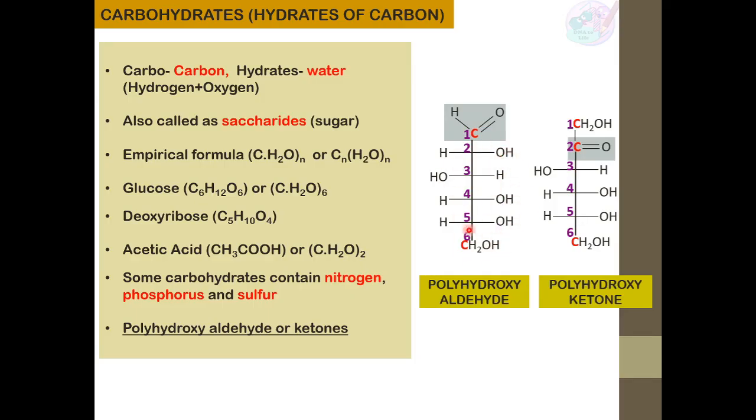So it has this aldehyde group and many OH groups, like here 1, 2, 3, 4 and 5. So they are polyhydroxyaldehydes. If you look at this sugar molecule, it has a ketone as its carbonyl carbon, and all these carbons are attached to 1, 2, 3, 4, 5 hydroxyl groups. So this is a polyhydroxyaldehyde and this is a polyhydroxyketone. So what are carbohydrates? Carbohydrates are either polyhydroxyaldehydes or polyhydroxyketones.